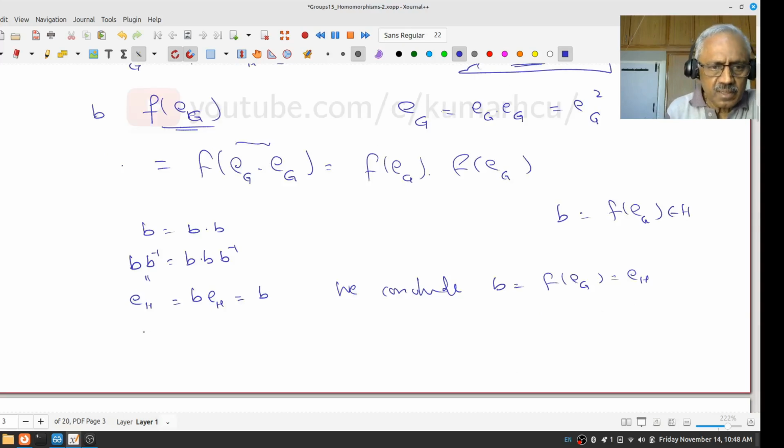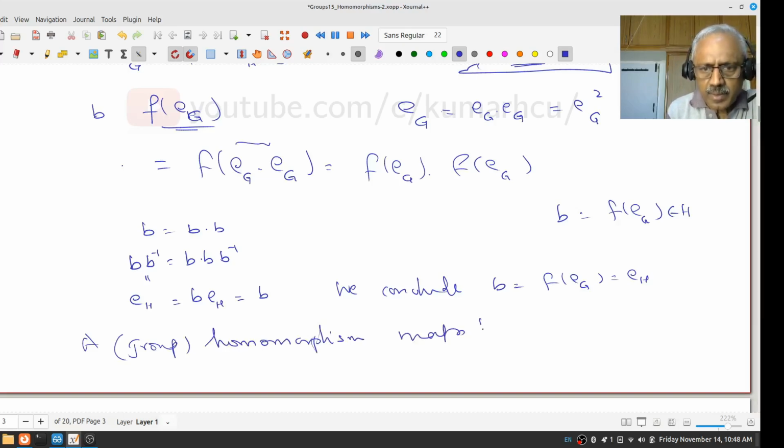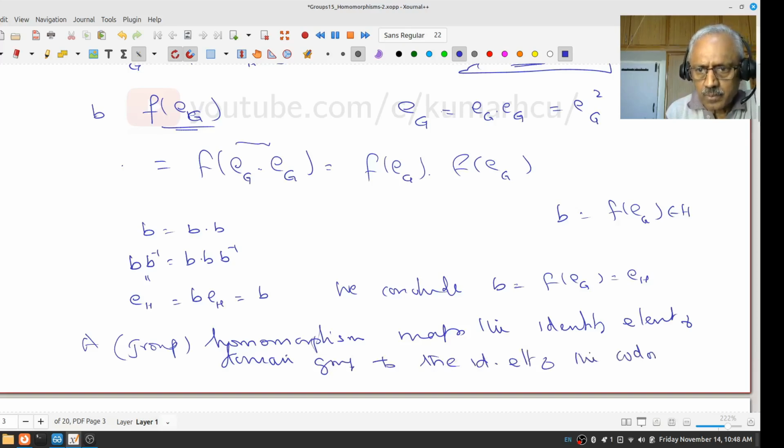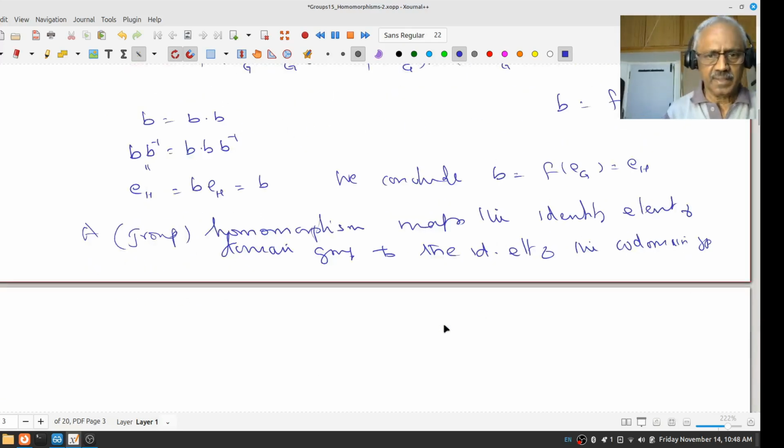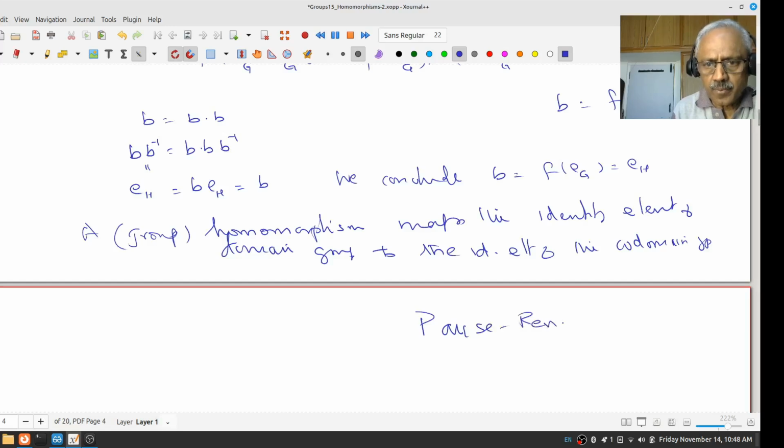That is, a group homomorphism maps the identity element of the domain group to the identity element of the codomain group. So loosely, it maps the identity element to identity element. So pause, review, proceed.